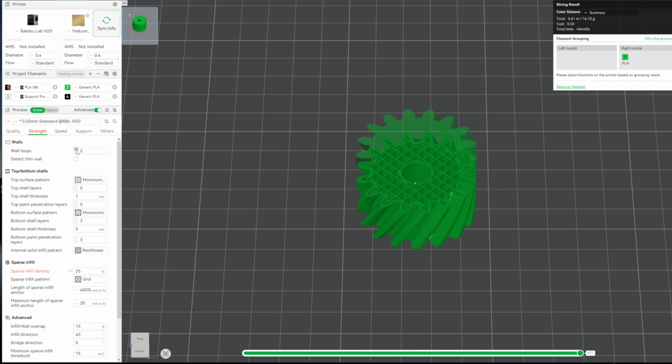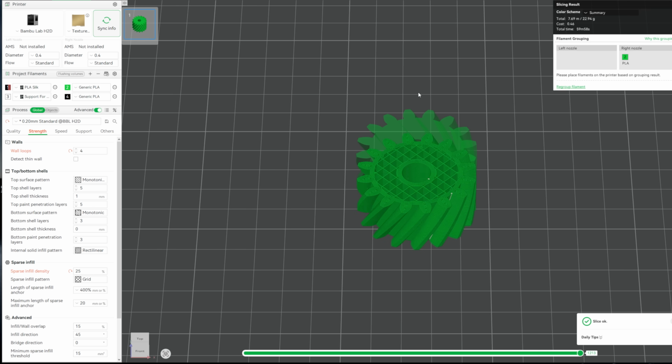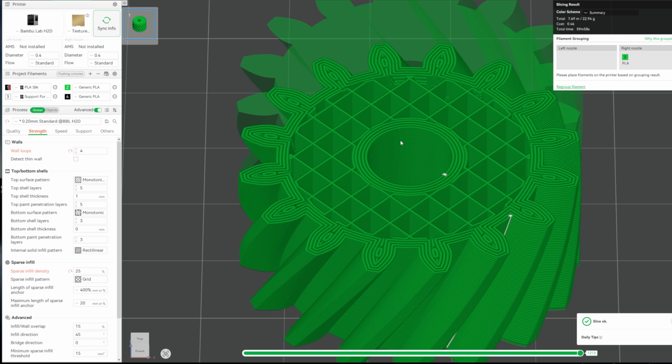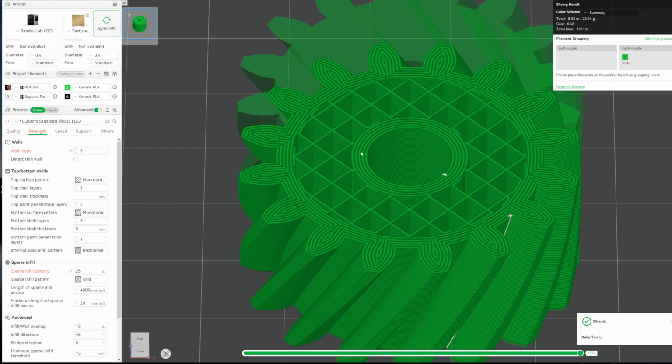The second important setting is the number of wall loops. What is the perfect number? Well, there is none, but it's easy to understand how many walls you need. I think the perfect amount is to fill the gear teeth fully with material plus one extra layer. This is strong enough, but you don't waste an unnecessary amount of filament.